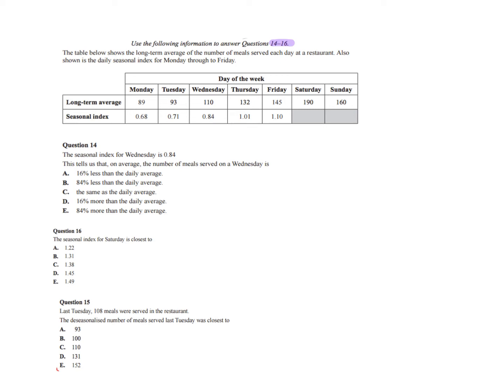You should be noting here, this actually has 7 seasons because we're doing 7 days of the week. So we're seeing patterns happening on the 7 days of the week. If we look at the first question, it says the seasonal index for Wednesday is 0.84. They're pretty much asking you to explain what a seasonal index of 0.84 means. Well, if you go 1 minus 0.84, it equals 0.16. So therefore, it's 16% below average. So which answer says that? It's A. That one's pretty easy.